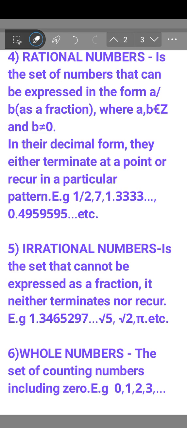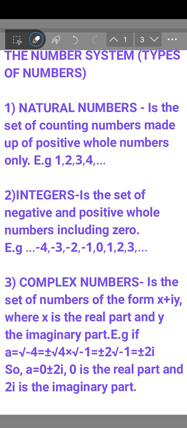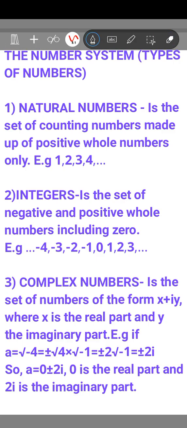Today we are going to talk about the number system. That is the different types of numbers we have. First, we are going to talk about the natural numbers. The set of natural numbers is the set that contains all those numbers we can count, and it contains only positive whole numbers. When we say positive whole numbers, we mean numbers starting from 1, 2, 3, 4 down to infinity.